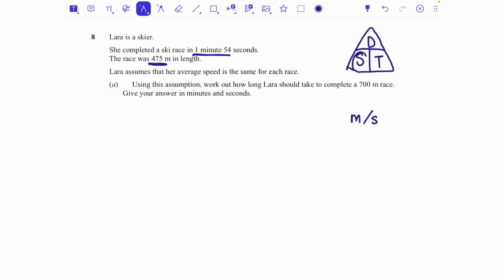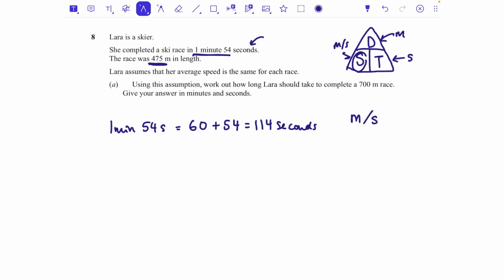Now, if you want the speed to be in metres per second, then you want the distance to be in metres and you want the time to be in seconds. Your units always need to match up. So in that case, we need to make sure the distance is in metres, which it is, but the time needs to be in seconds. At the minute, we've got 1 minute and 54 seconds. So 1 minute 54 seconds is 60 seconds for the minute and 54 seconds extra. So that is 60 add 54, which is 114 seconds.